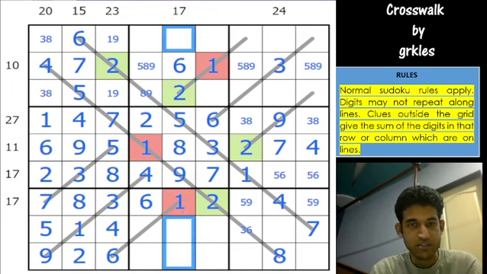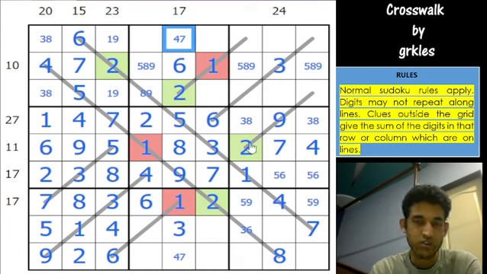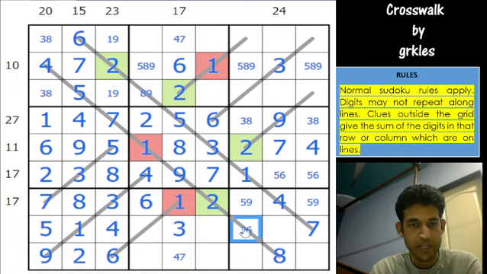Okay, so these cells must be 3 4 7, and 4 and 7 get removed from this cell, so that's a 3, which means this is 4 7, that's 4 and 7. That 3 gives me a 6 here. 4 6 7 8 5 and 9.